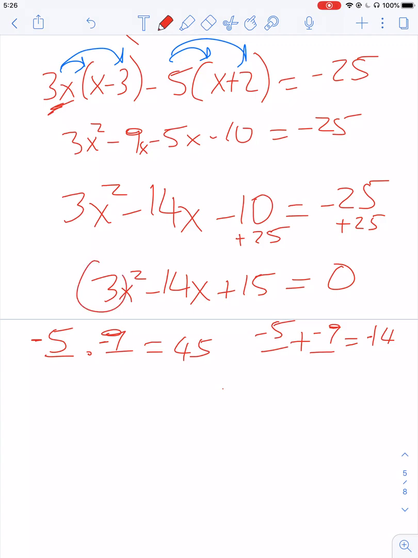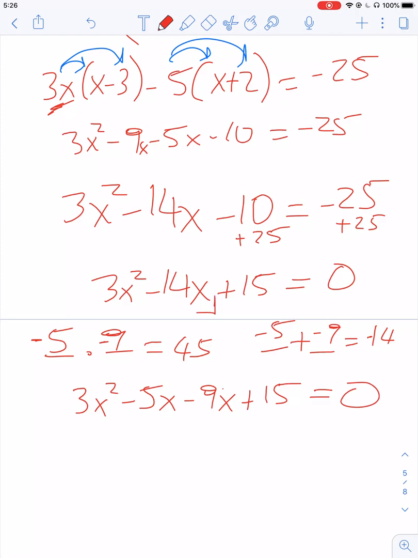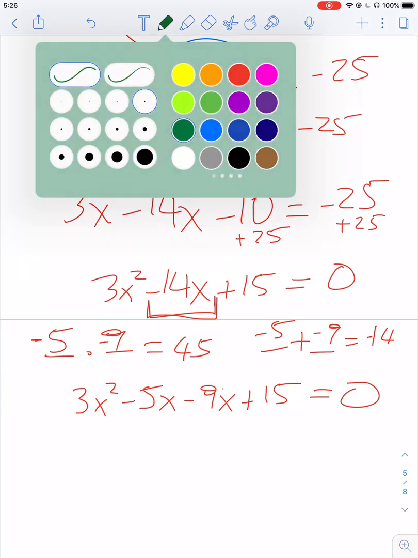But now because the coefficient is no longer 1, you cannot use the shortcut. So this will just equal 3x squared, if you want, minus 5x minus 9x plus 15 is equal to 0, right? All you have to do is rewrite this middle term in an intelligent way. So minus 5x minus 9x is still minus 14x. And then once you do that, you have to do grouping.